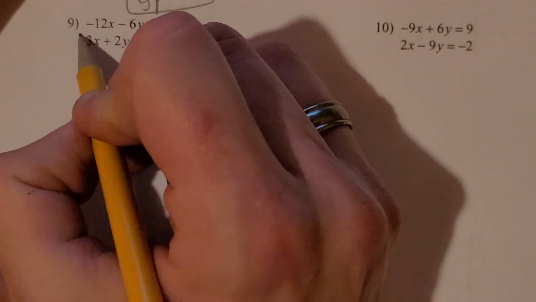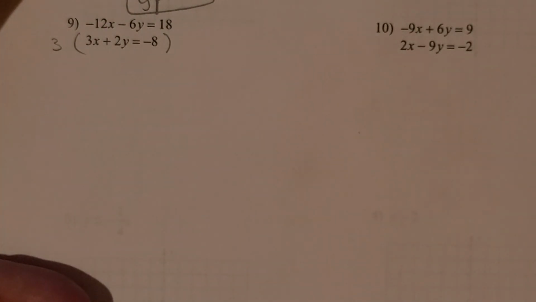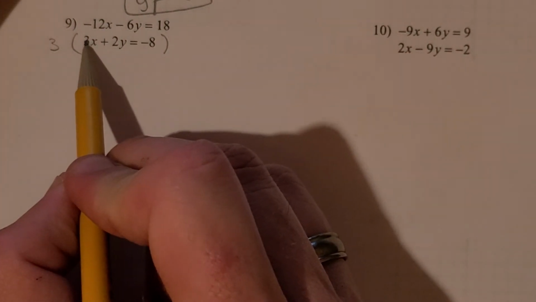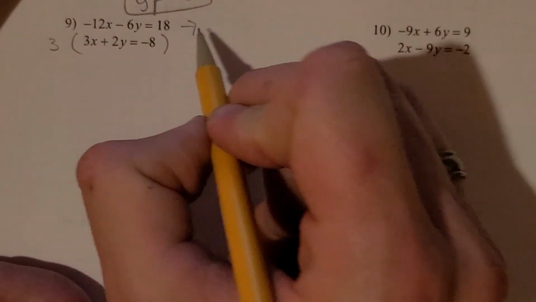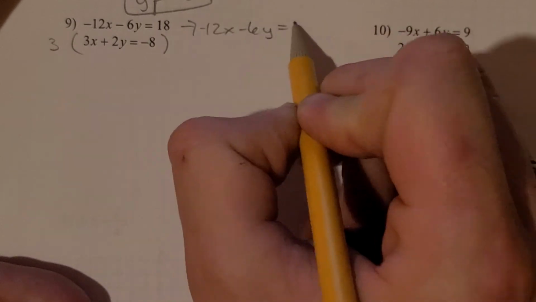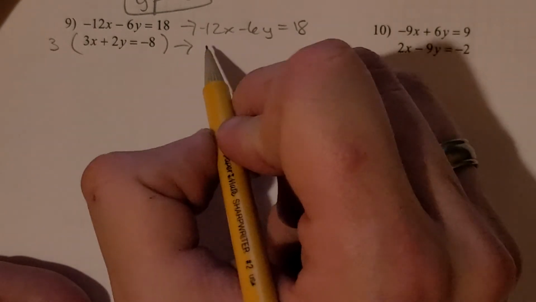Personally, I like the second approach where I multiply the bottom equation by 3, only because it's a smaller number. I would have to multiply that by 4, bigger number. So I'm going to keep my top equation, negative 12x minus 6y equals 18, and I'm going to take this entire bottom equation and I'm going to multiply by 3.